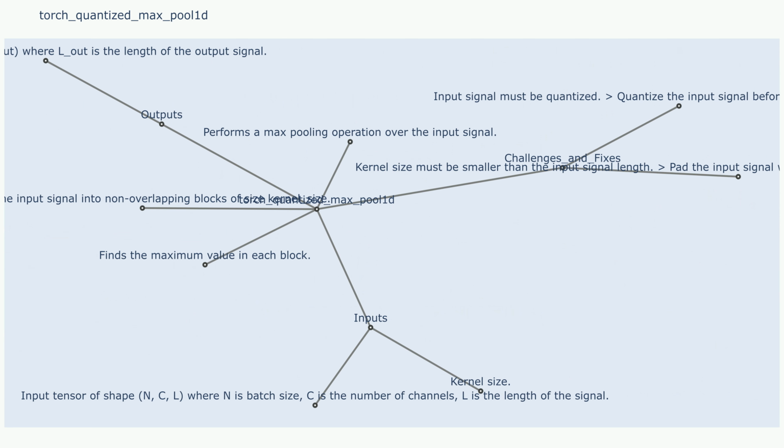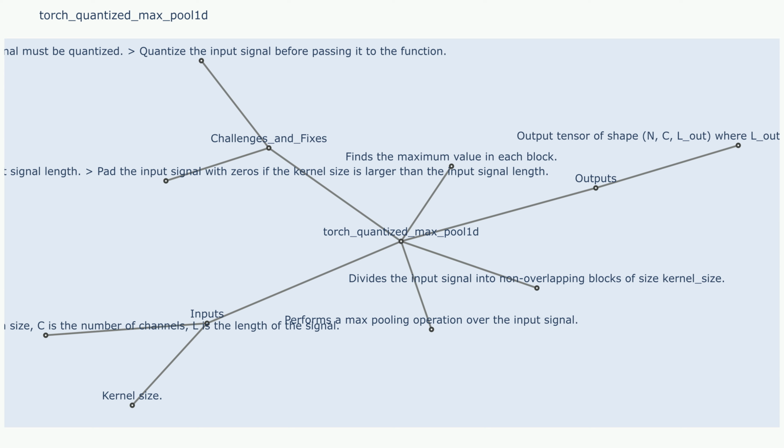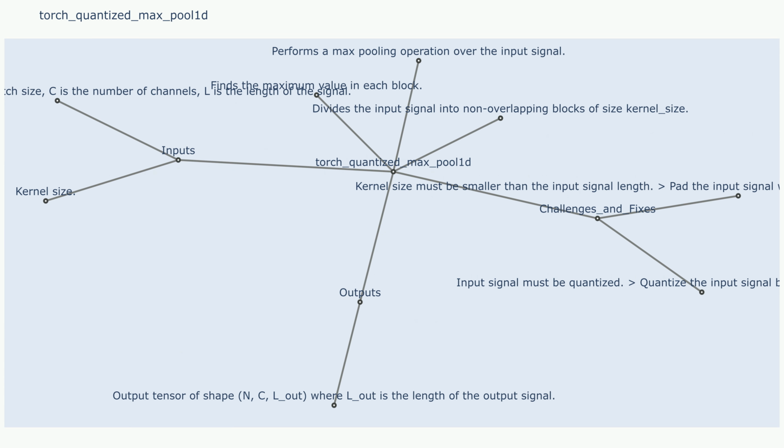Challenge 2. The kernel size, stride, padding, and dilation parameters must be integers. Sample use case that resulted in challenge 2: passing a float or a list of floats as the kernel size parameter. Fixes to challenge 2. Ensure that all parameters are integers.